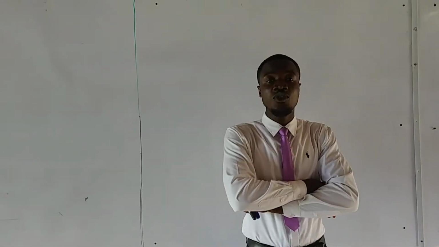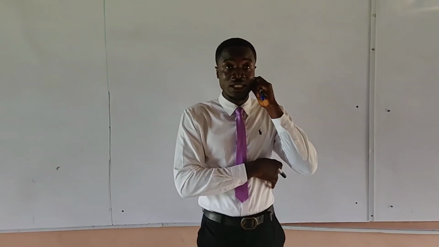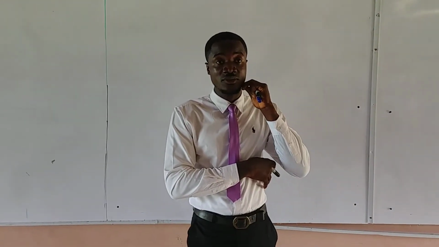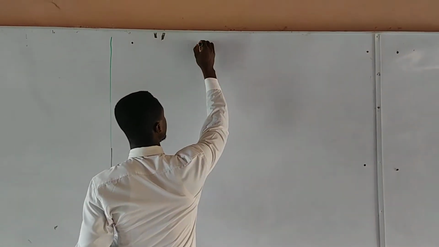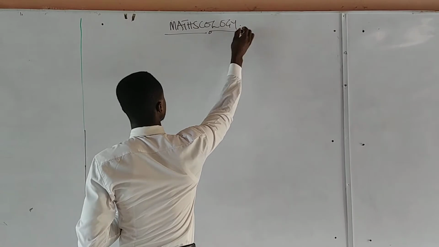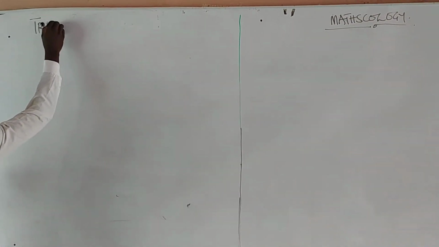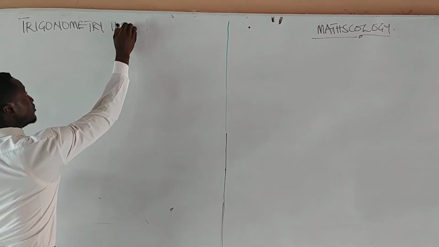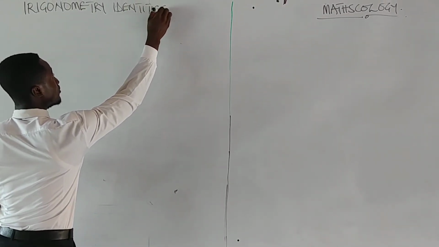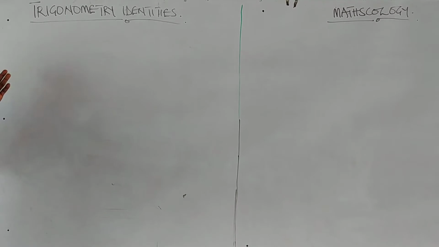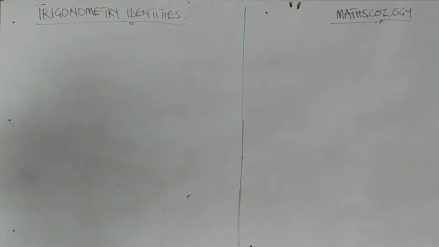Today, we'll be looking at trigonometry identities. That is, we'll be looking at compound angles, double angles, and then try to see if time will permit us to look at half angles. Trigonometry identities. Let's start by first establishing our trig ratio.